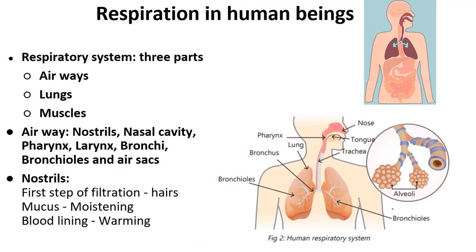It is said that the human respiratory system consists of three important parts. First is airways, second is lungs, and third is muscles. The name of the muscles which play an important role here is intercostal muscles. Okay, airways, lungs, and intercostal muscles are important for human respiration.